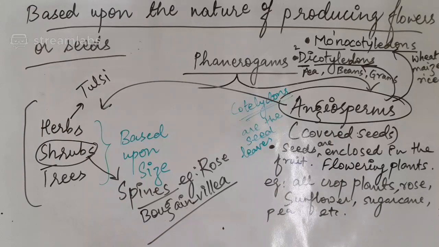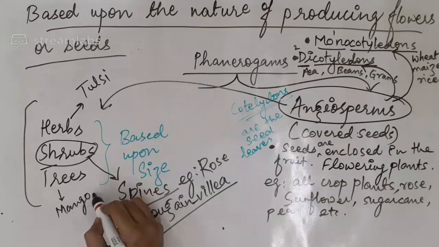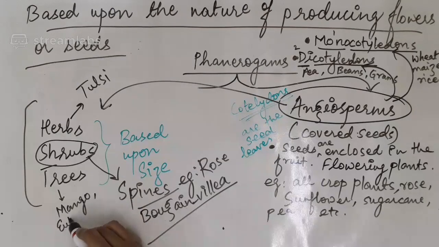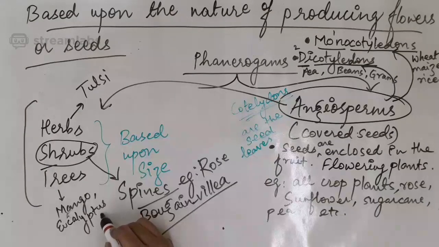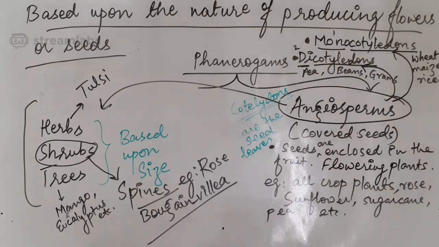And trees, these are having tall height and thick, hard, woody stem called trunk. Example इसका कोई भी लिख सकते हो आप, mango, eucalyptus, etc. Okay, so this makes the plant kingdom complete. Okay.